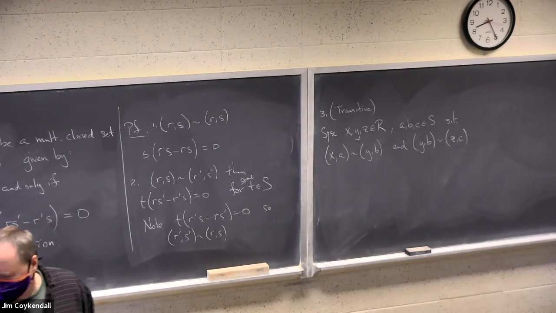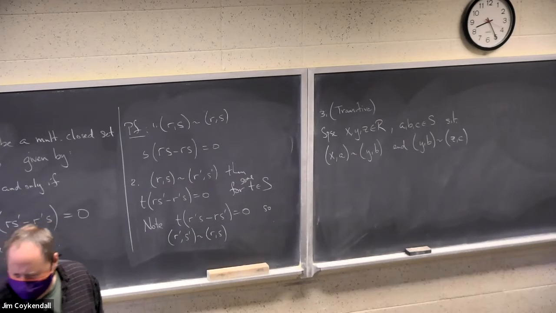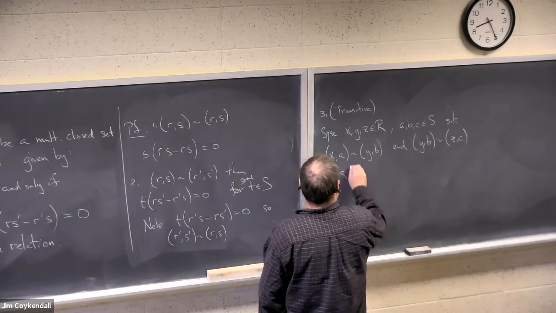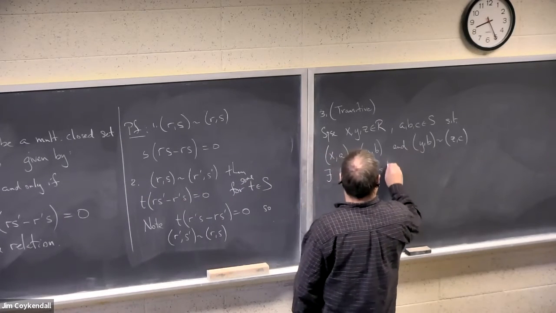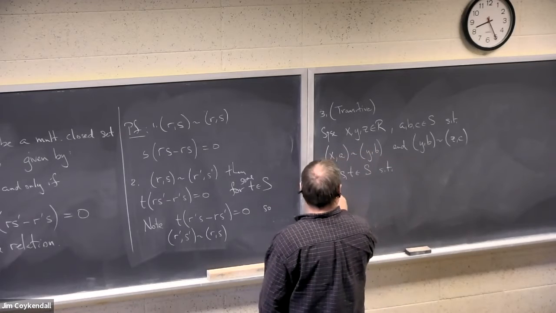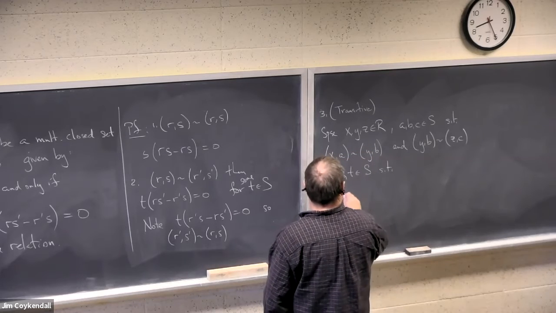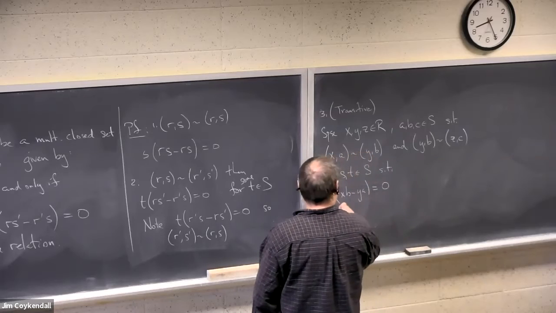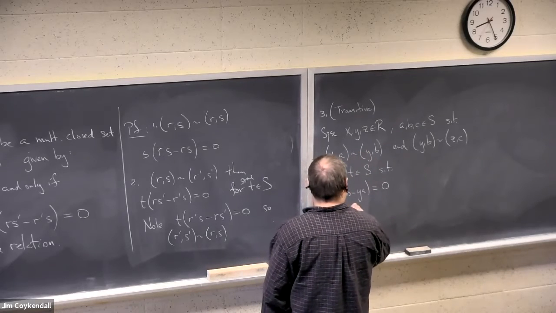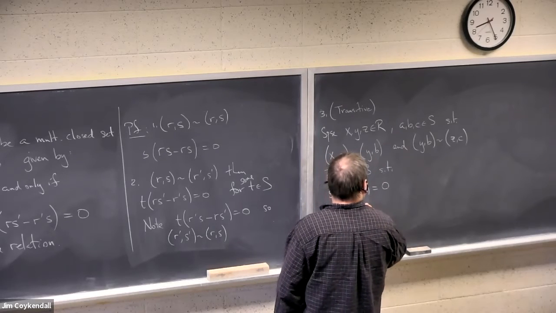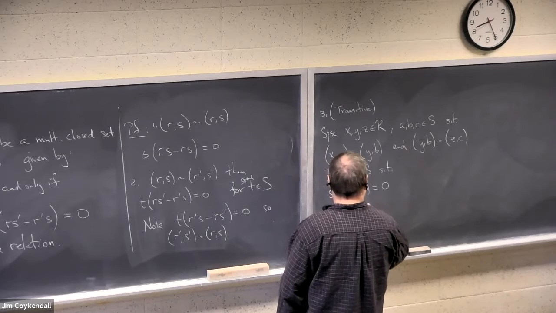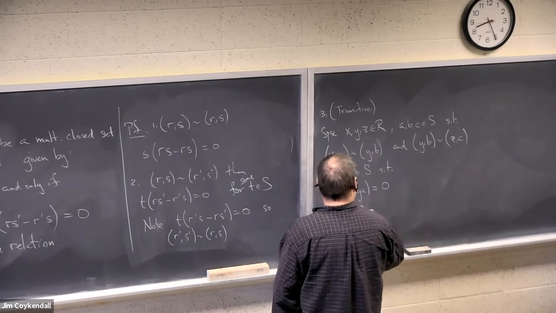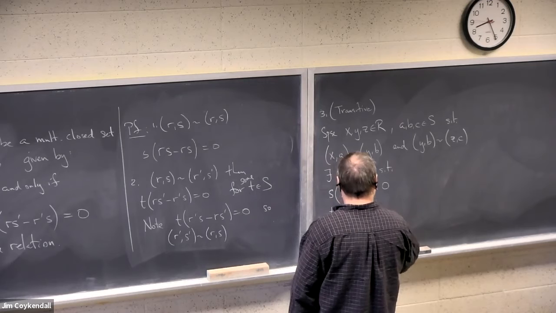So there exist s and t in S such that s times (xb minus ya) is 0, and t times (yc minus bz) is 0.